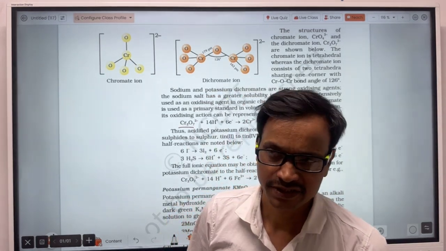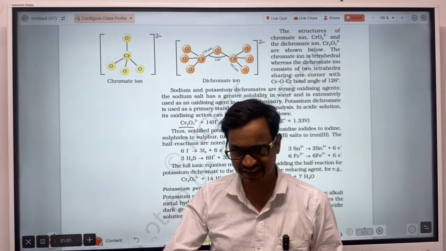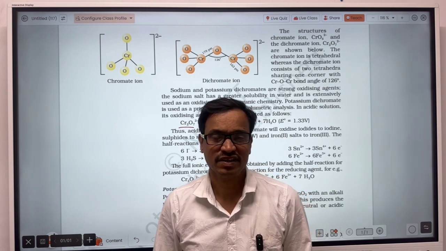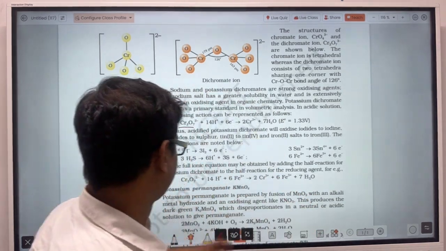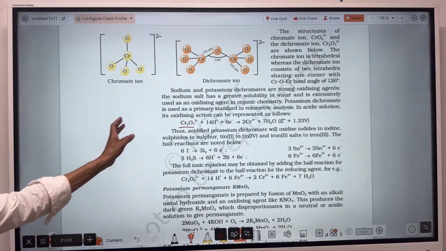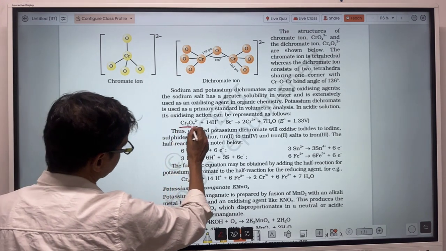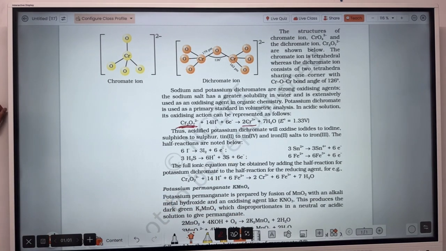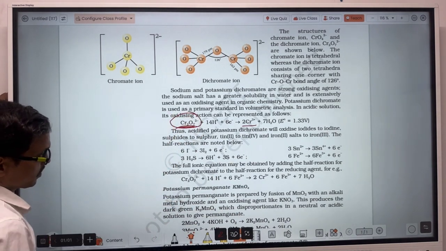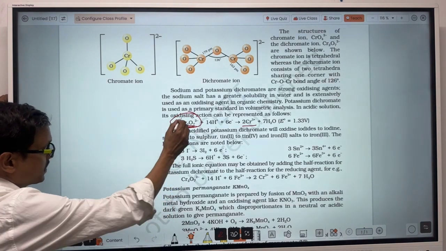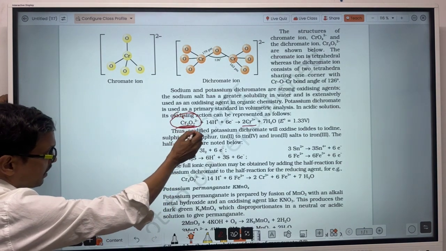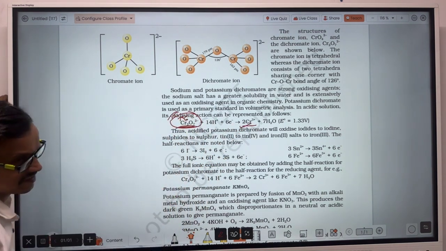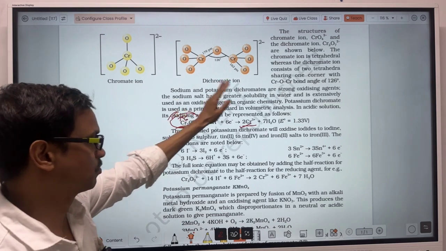For the 12th board examination, in your NCERT book, two oxidizing agents have been given: potassium permanganate and potassium dichromate. Potassium dichromate is an important oxidizing agent in acidic medium, where it is reduced to Cr3+. Since dichromate is an oxidizing agent, it itself gets reduced. The dichromate ion goes to Cr3+. The oxidation number of chromium is +6, going to +3.